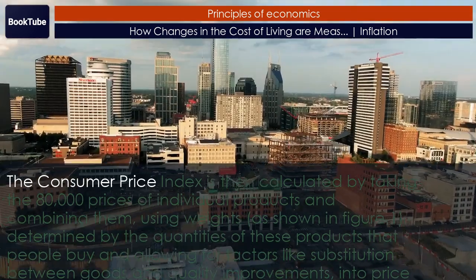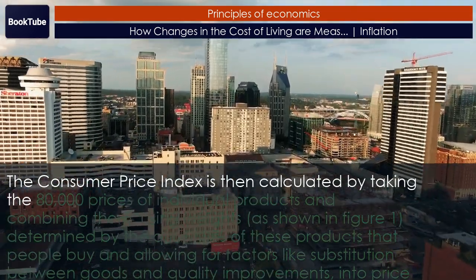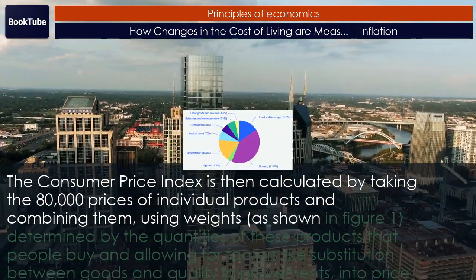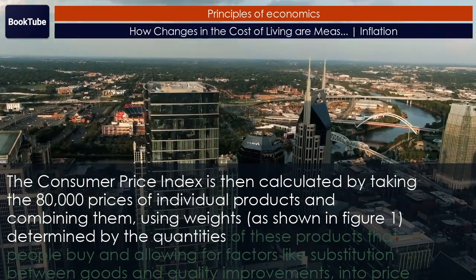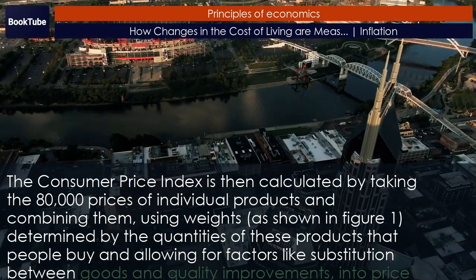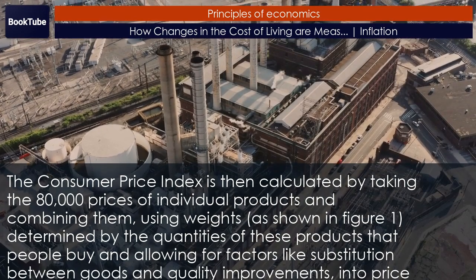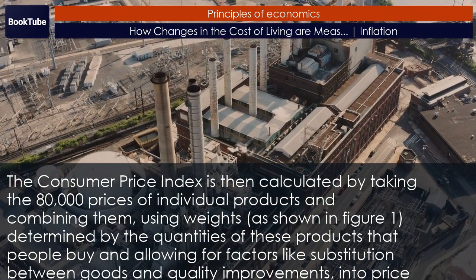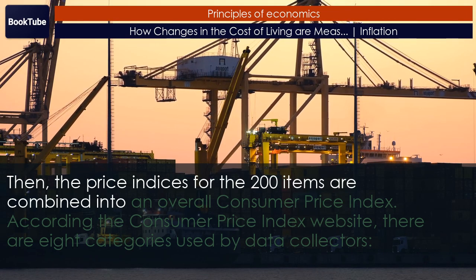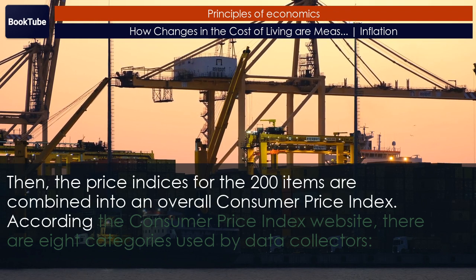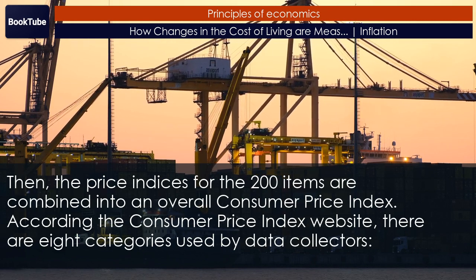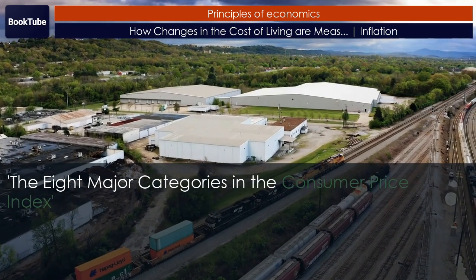The Consumer Price Index is then calculated by taking the 80,000 prices of individual products and combining them using weights, as shown in Figure 1, determined by the quantities of these products that people buy and allowing for factors like substitution between goods and quality improvements into price indices for the 200 or so overall items. Then, the price indices for the 200 items are combined into an overall Consumer Price Index. According to the Consumer Price Index website, there are 8 categories used by data collectors. The 8 major categories in the Consumer Price Index.